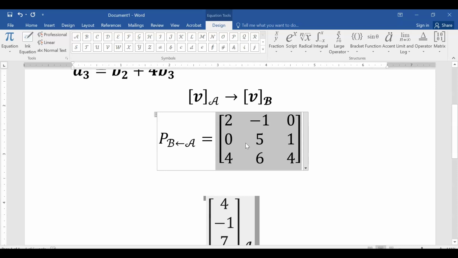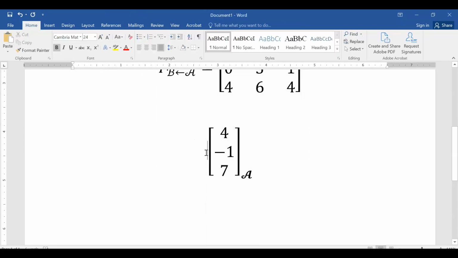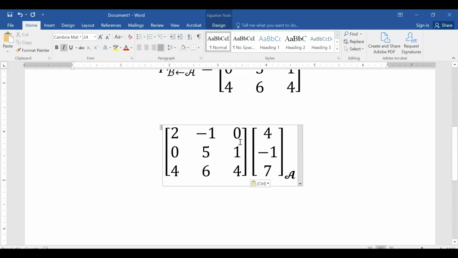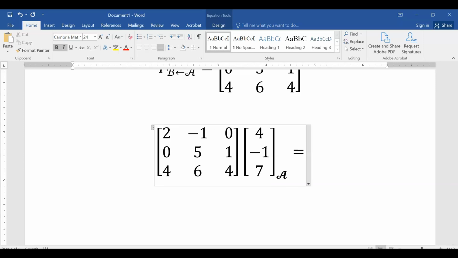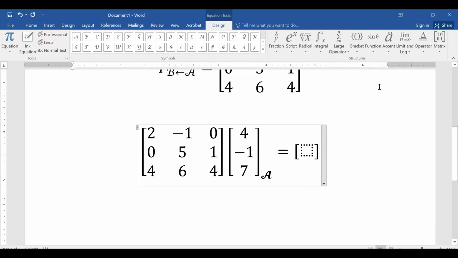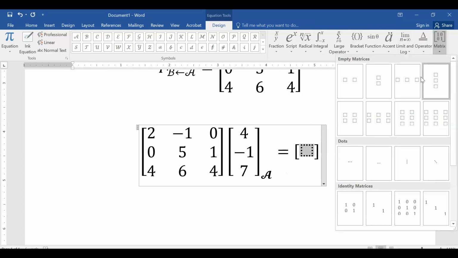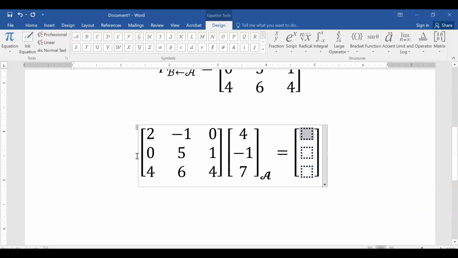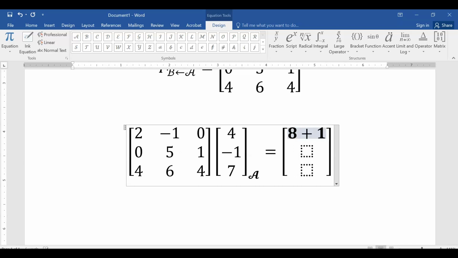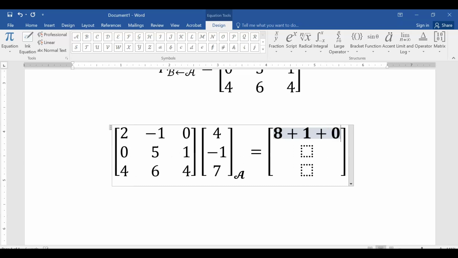So if I take this matrix and I simply multiply this matrix times a vector written with respect to basis A, then my coordinate vector written with respect to basis B is going to be my result. So in this case, we can just multiply this. 2 times 4 is going to be 8. Minus 1 times negative 1, that's going to be a plus 1. And 0 times 7 is a plus 0.